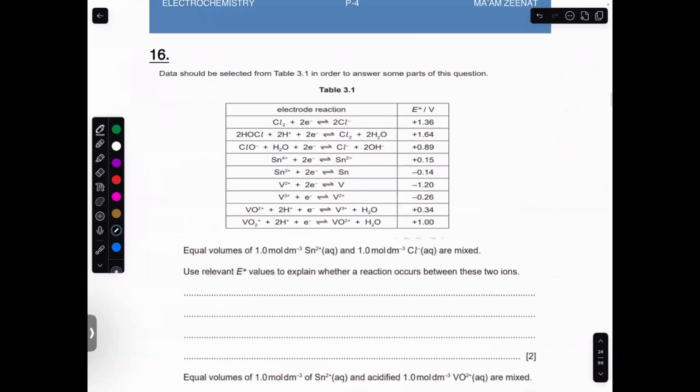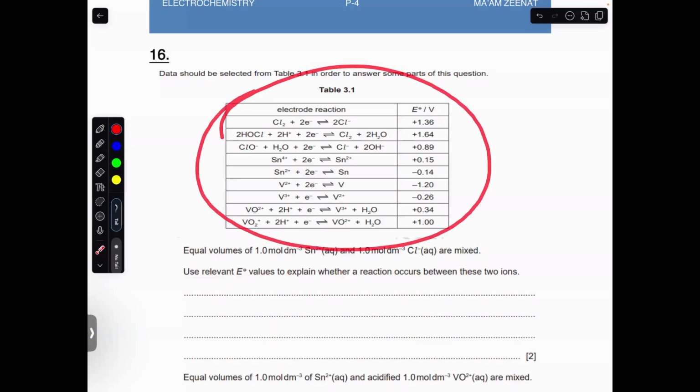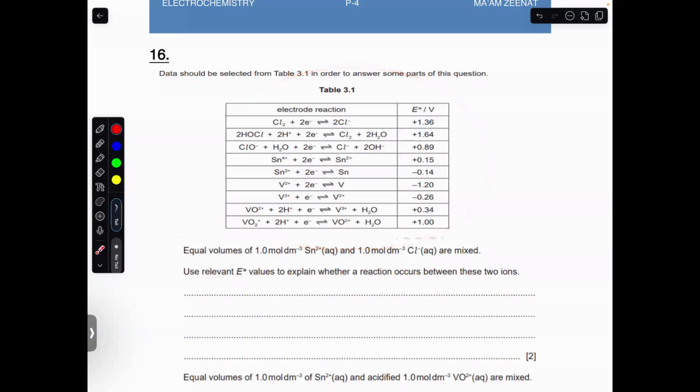Look, what are they saying? Equal volumes of 1 mole per dm3 Fe2+ and 1 mole per dm3 Fe3+ ions are mixed. Use the relevant E0 values to explain whether a reaction occurs between the two ions. So what you are supposed to do, this is the given data. Now what is your method? What you will do is highlight these ions in the given data. The first step is to highlight the ions.